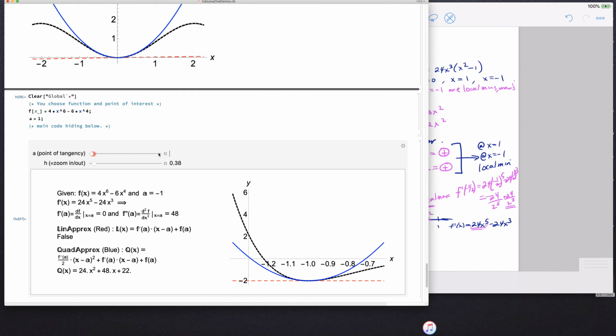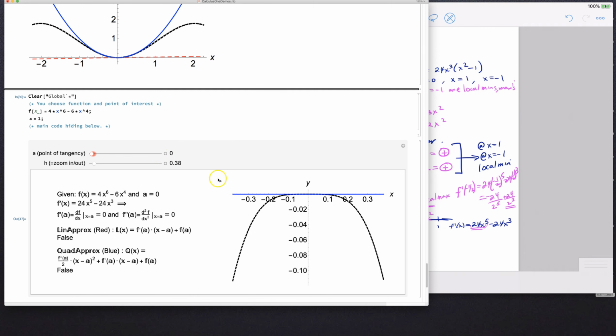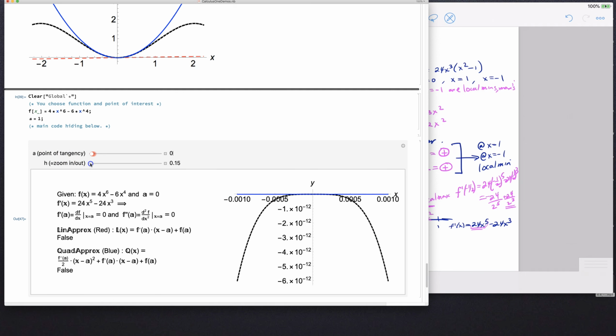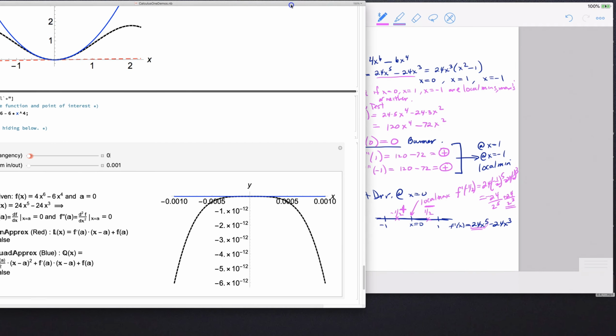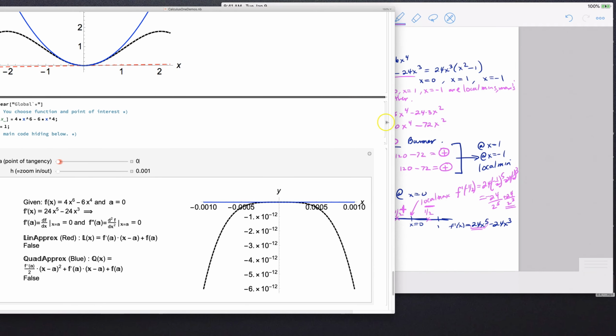And 0 was the tricky case, right? We were zooming in on 0. We can see that our function was, yes, a local maximum because we had a positive sign. The function was increasing and then decreasing. So there's our local maximum at 0.